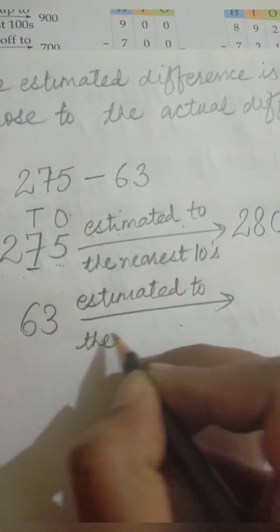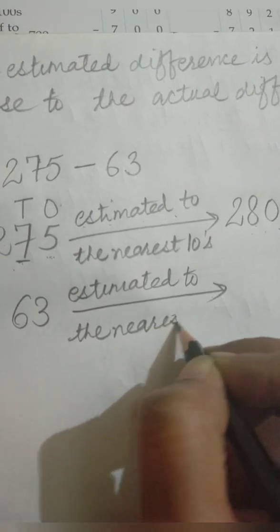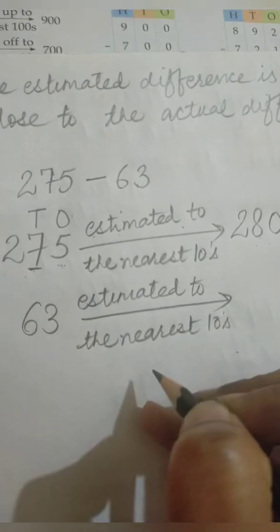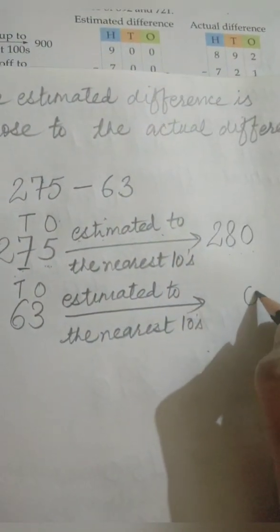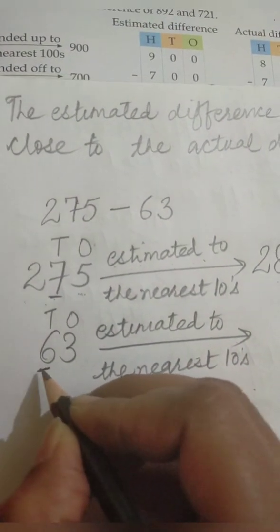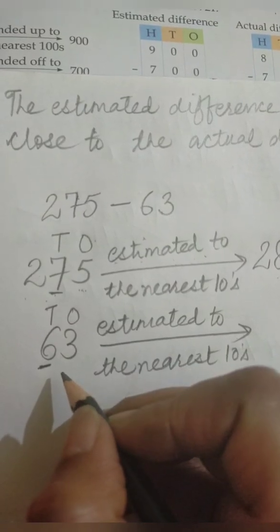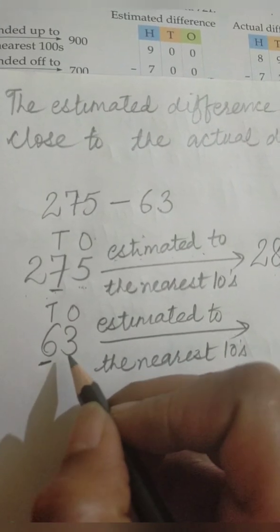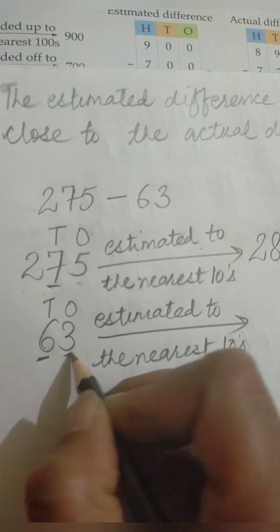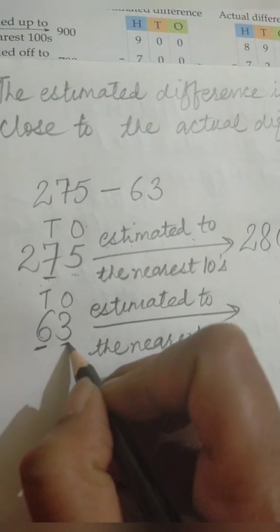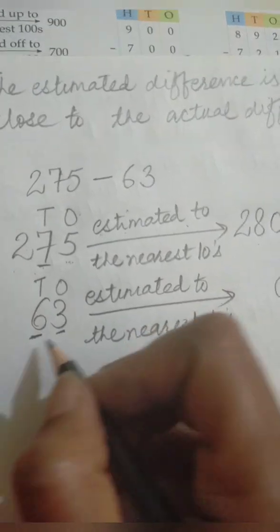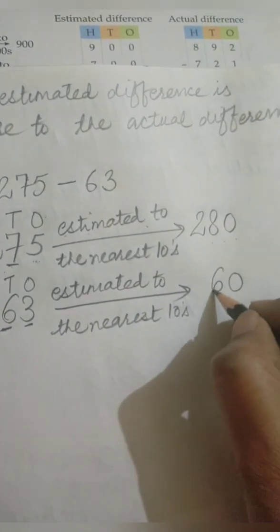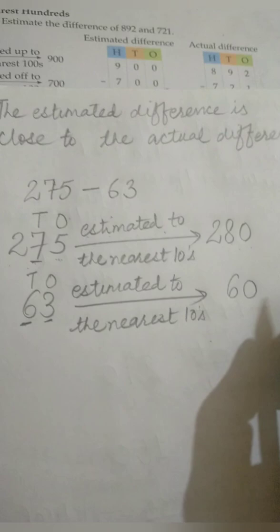Now the next number is 63, estimated to the nearest tens. What will that be? Here ones, tens. Now the ones place is 0, and will the tens place be next or not? Why? We have to observe the ones place. If the ones place is less than 5, it will not be next, so it will remain as it is. It is 60.